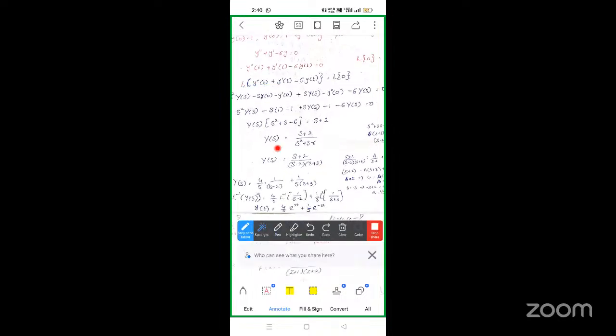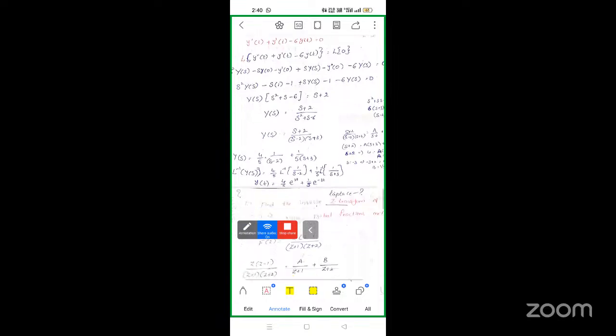So Y of s is equal to (s plus 2) divided by (s squared plus s minus 6). In the denominator, the factors are 2 comma 3, so minus 2 comma plus 2... so the factors give Y of s is equal to (s plus 2) divided by (s minus 2) into (s plus 3), the factors of the denominator.